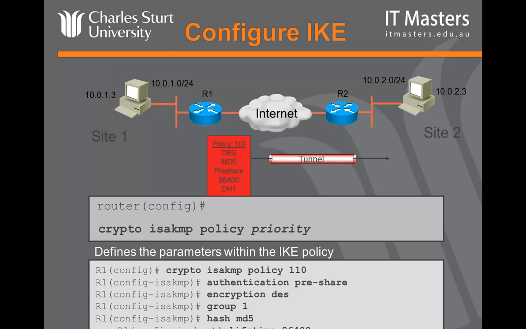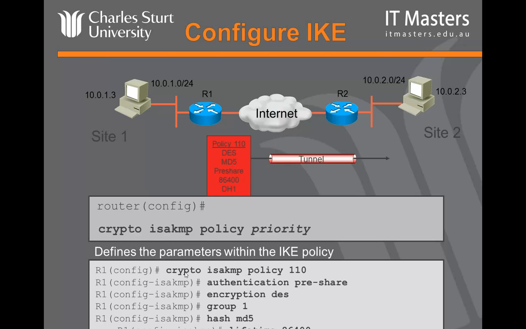The IP addresses in the access list must be transposed to suit router 2 from the perspective of router 2, otherwise the configuration is the same, and we'll see that a little bit as we go into our lab. So to configure IKE, we use the global config command, crypto ISAKMP policy, and then the priority. It's a numeric number. And then we need to define the parameters within the IKE policy.